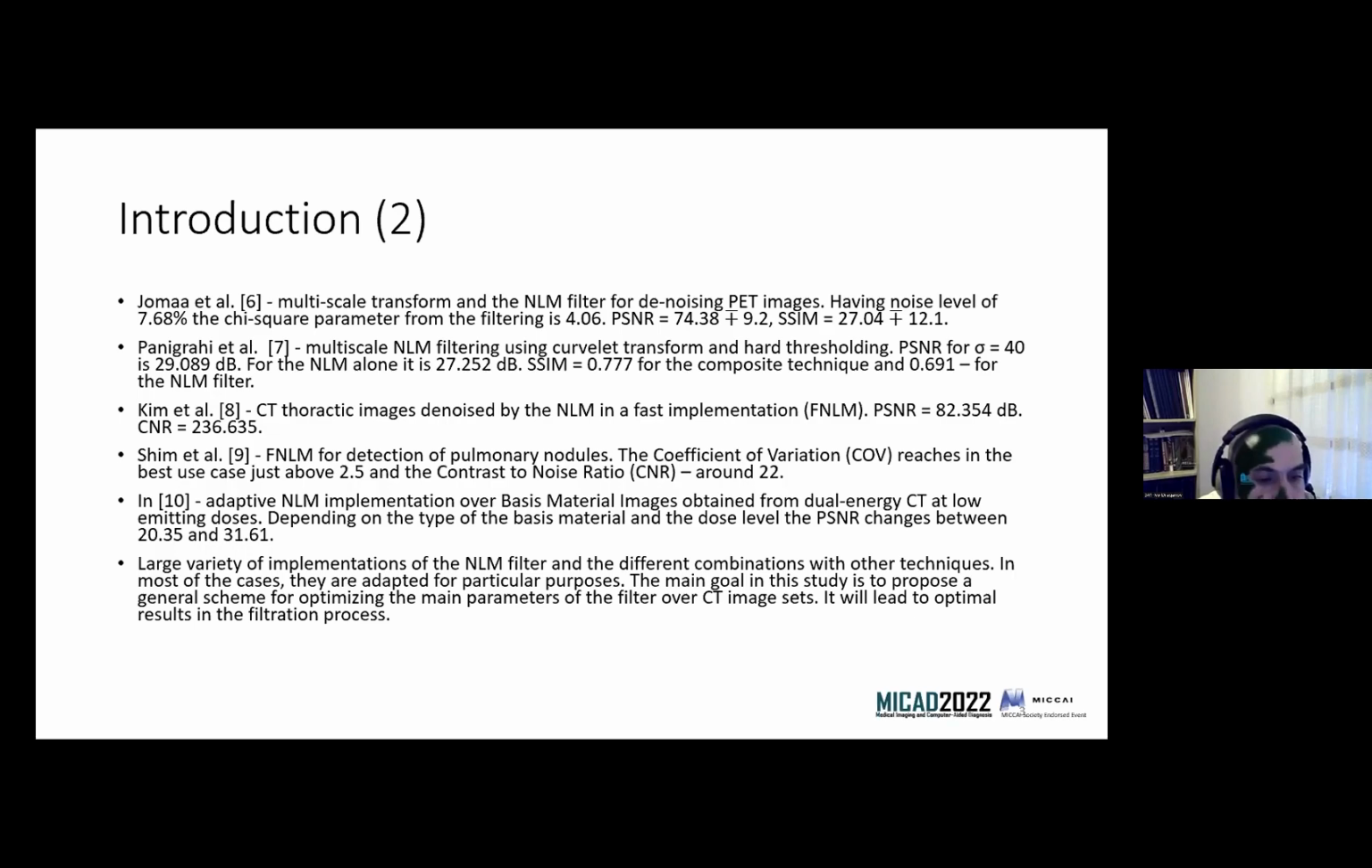In most of the cases, all these are adapted for particular purposes, while the main goal of our study is to propose a general scheme for optimizing the main parameters of the filter over CAT scans. As we shall see, this leads to optimal results of defiltration.